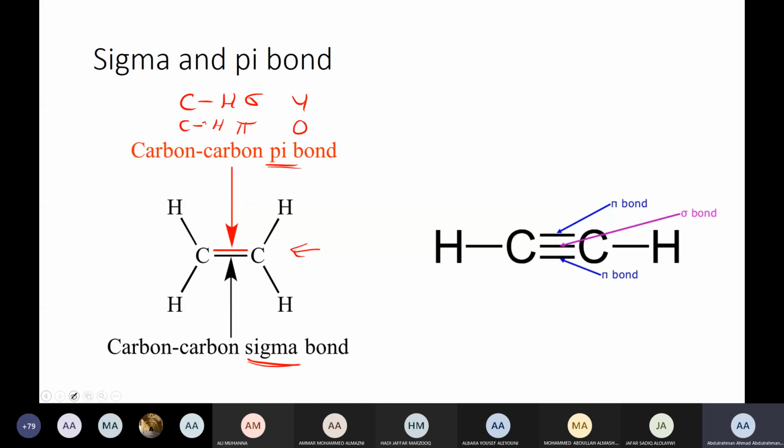Good. In this molecule, how many CH sigma bonds? In this shape? Two, of course. How many C-C sigma bonds? One. How many C-C pi bonds? Two. You must know this and know it very well.